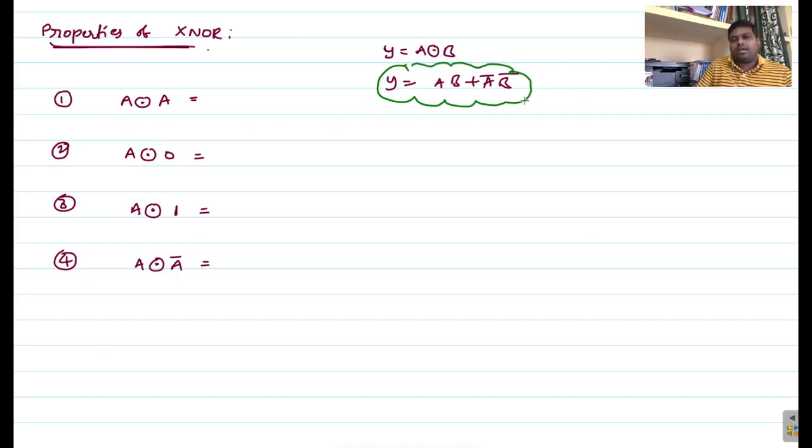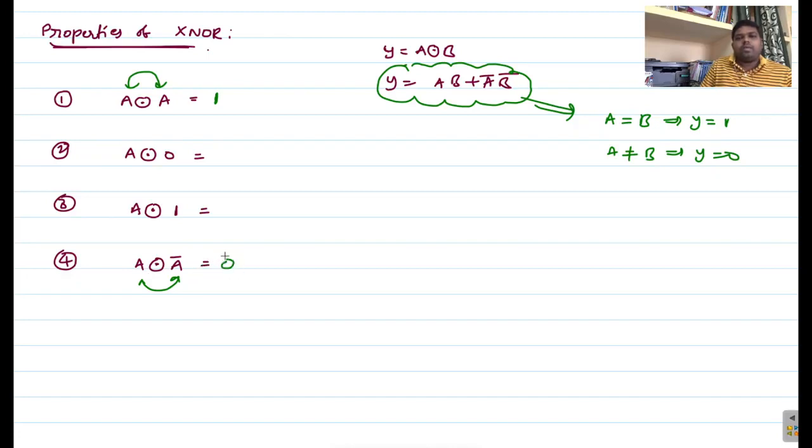Already we have a condition for this XNOR logic. If both the inputs are the same, the output will become logic 1. If both the inputs are not equal, then the output will become 0. If you observe the first condition, both the inputs are the same, so the output should be 1. Observe the fourth expression: both the inputs are different. The first one is A and the second one is A bar. That means the inputs differ, so the output will become 0. Otherwise, you can verify by substituting in the expression also.